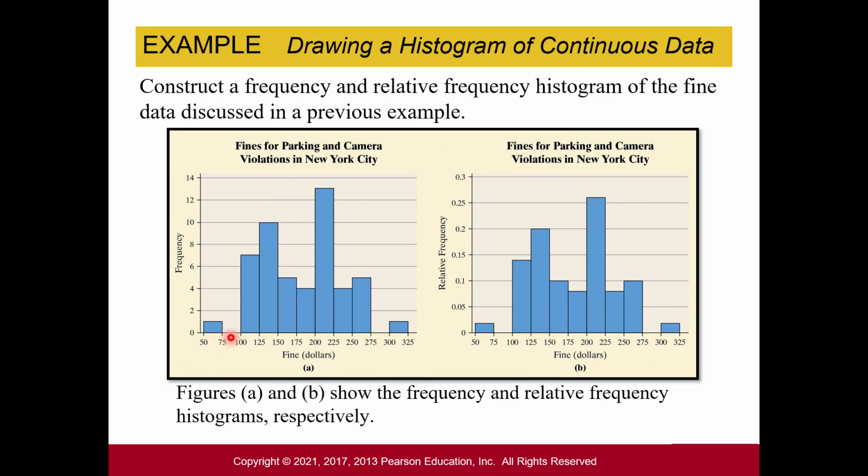There were no fines between $75 and 100, so notice there's no rectangle here. Then from 100 to 125, I think it was 7 occurrences, and so on. Your horizontal axis in this case, your classes, if you count them, you have 11 classes, and your rectangle basically starts at the lower class limit and stops at the upper class limit when you draw it.